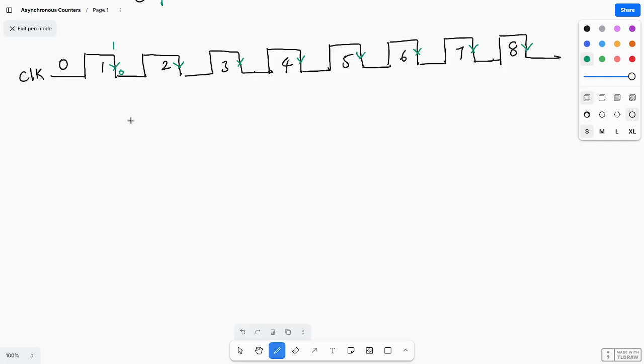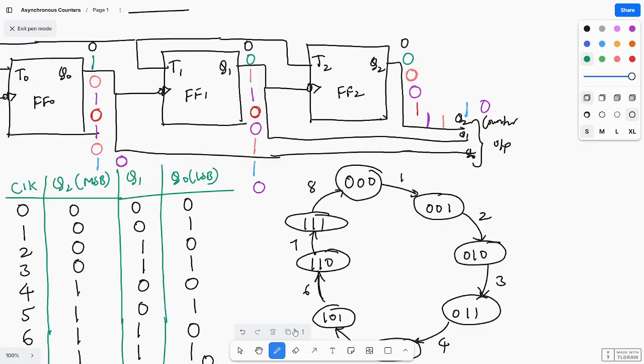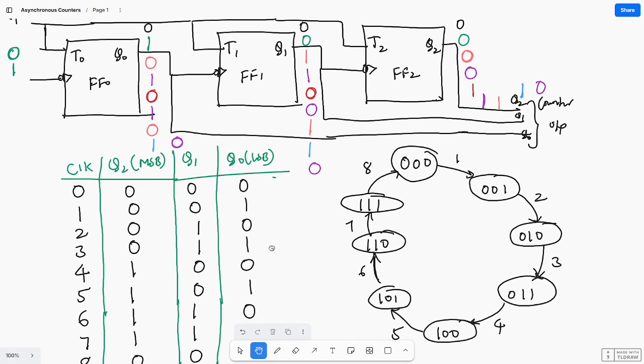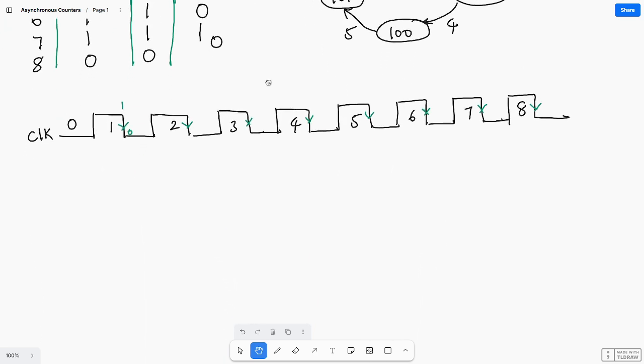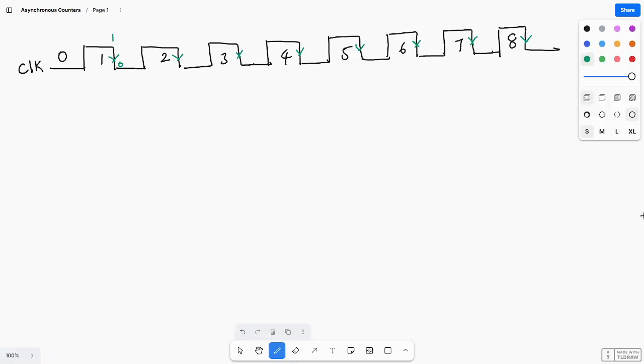I told you, if you see this diagram, the LSB flip-flop will always toggle. So Q0 will always toggle. If you draw for Q0, so here I'm drawing for Q0, on the neg edge of the clock.